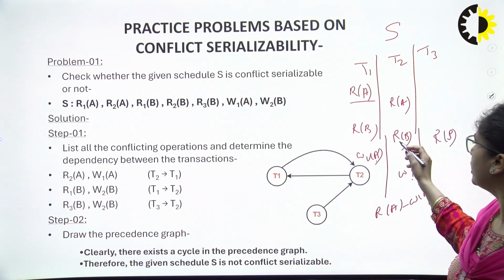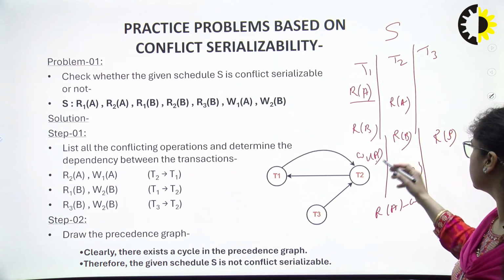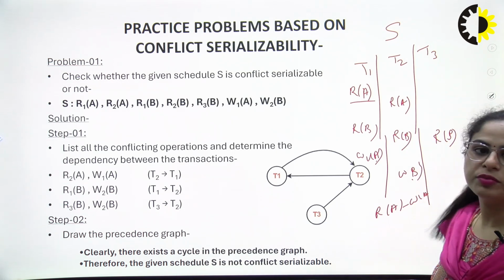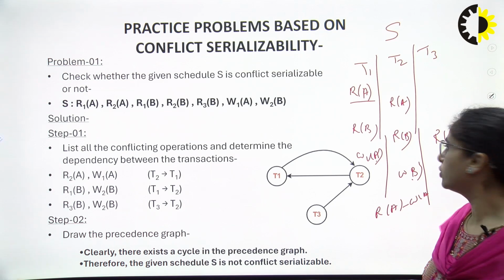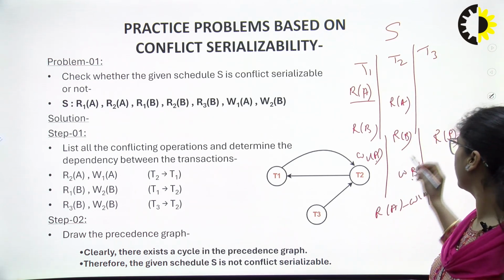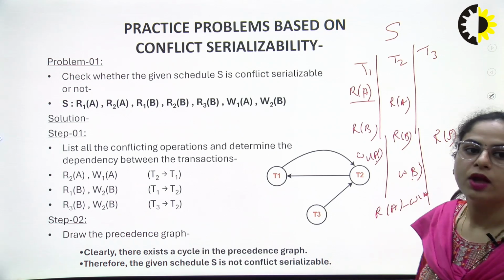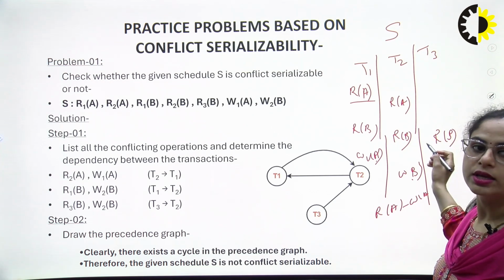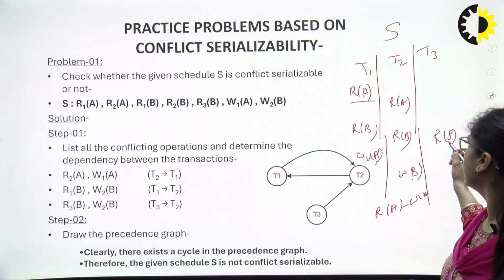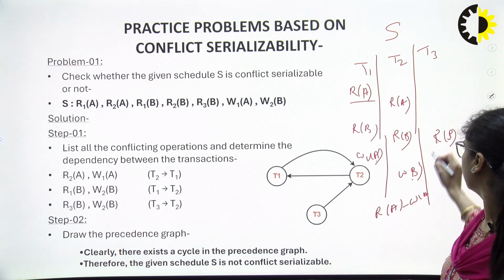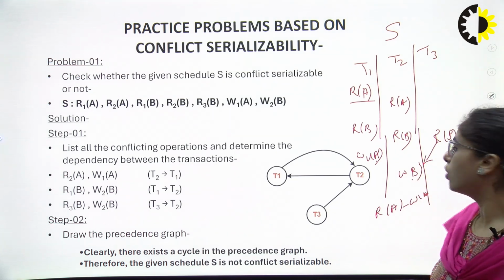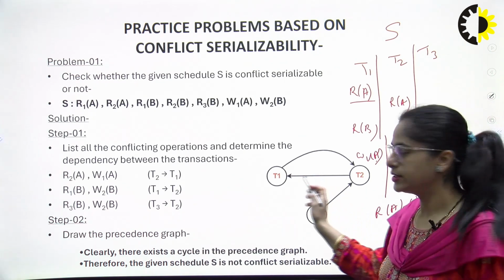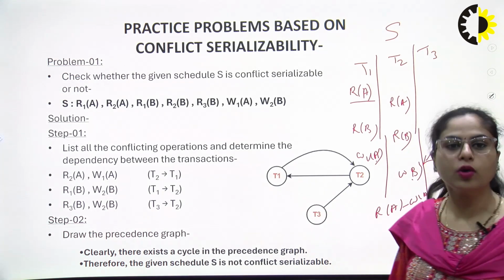Now for the read of B of transaction T2, is there any conflict pair? No. Read of B and read of B is a non-conflict pair, so we can't draw an edge from T2 to T3. After that, for the read of B of transaction T3, is there any conflict pair? Yes, from T3 to T1, since W of B is the conflict pair. So we draw an edge from T3 to T1. We draw edges from the vertices which have the conflict pair.